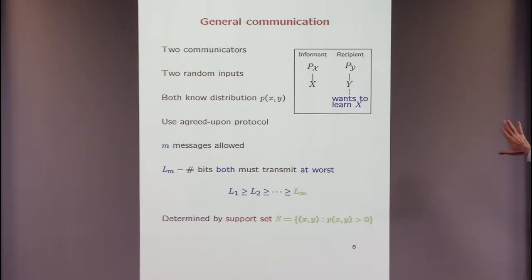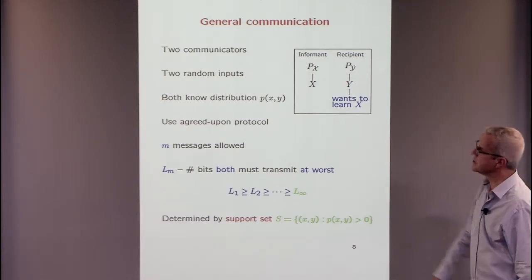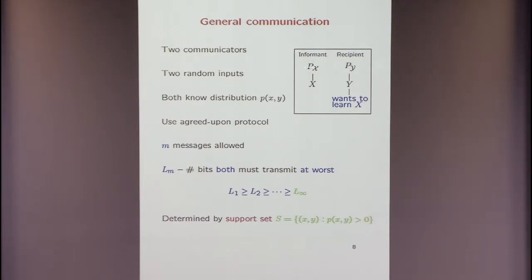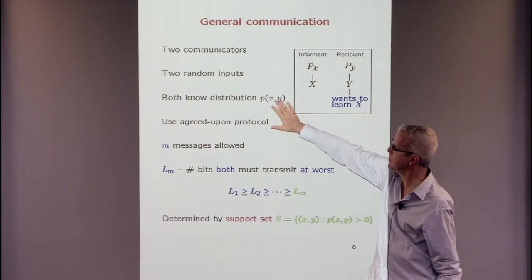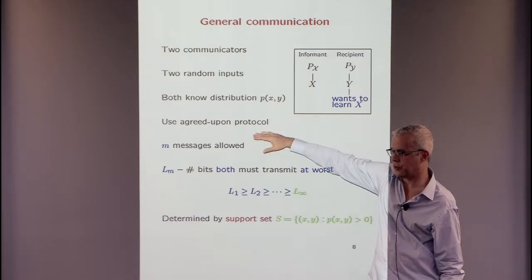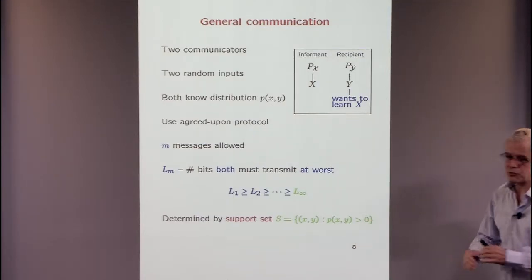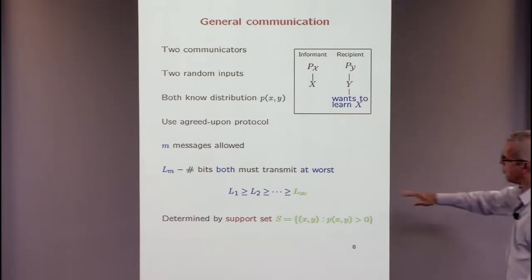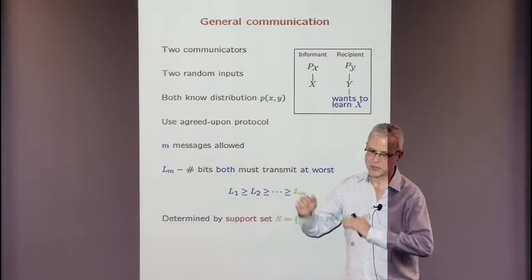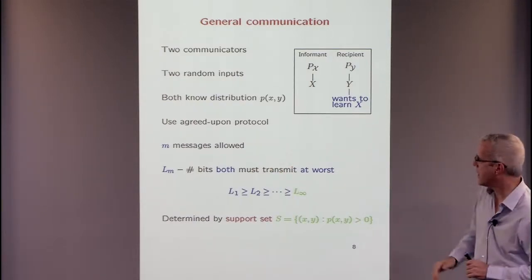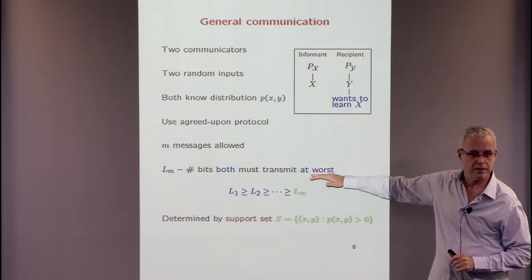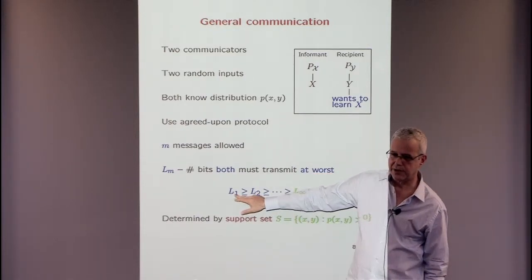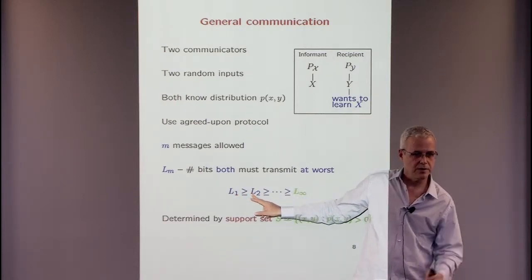So this is a special case of a general problem. What is the general problem? There are 2 communicators, we call them informant PX and PY, and each of them has a random input, X and Y, and both know the underlying distribution. They use an agreed upon protocol, and you allow them to exchange m messages, or rounds if you want. And Lm is the number of bits that both must transmit in the worst case. So we're counting bits going in both ways. We're not cheating. And we're looking at the worst case. So L1 is the number of bits you need with a single message, L2 with 2 messages, and so forth.